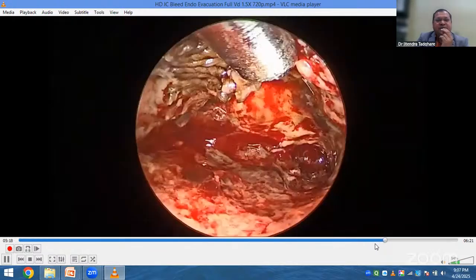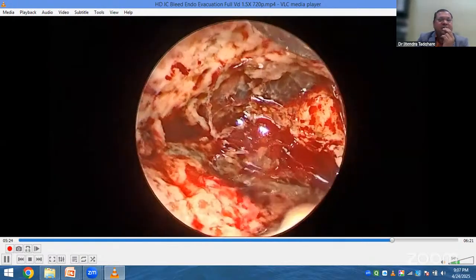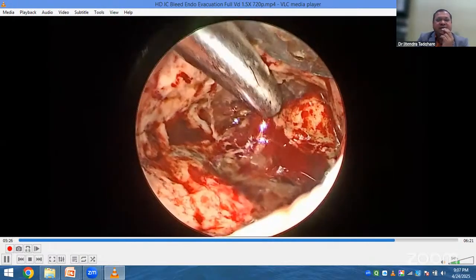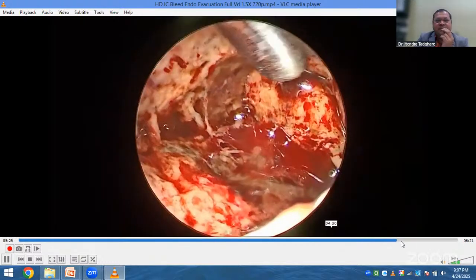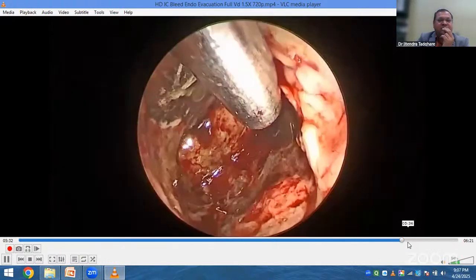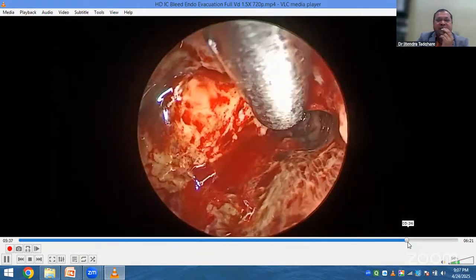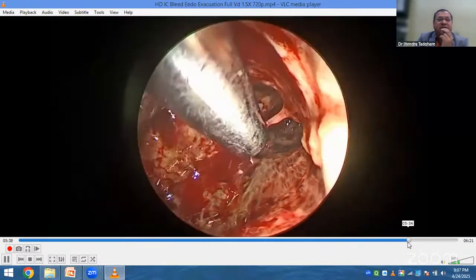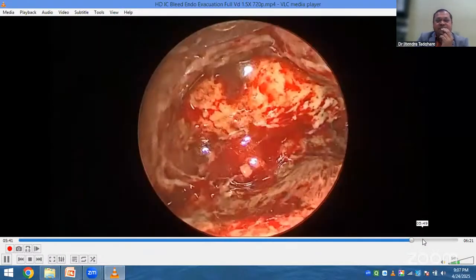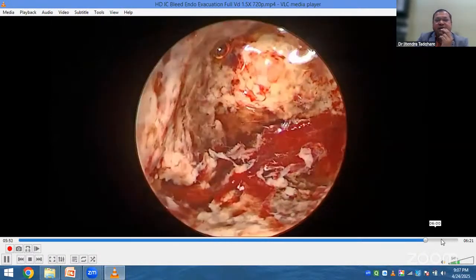So after achieving this, we can see the hematoma is completely evacuated. The left side is the frontal area and the right side is the occipital area. And we give intermittent irrigation for some time so that the field is more clear and there is no active bleeding, and we check for any active bleeding during saline irrigation. So no active bleeding is seen after saline irrigation.